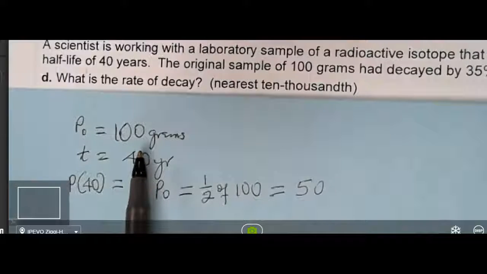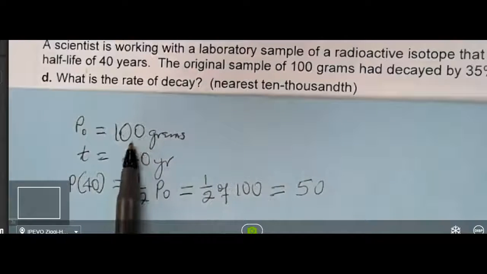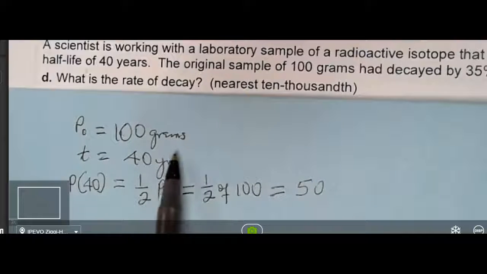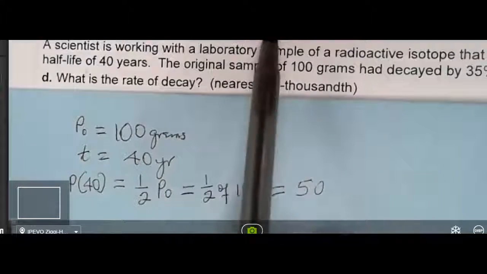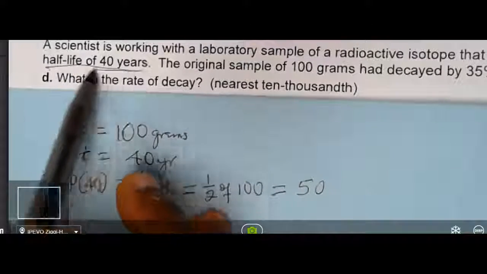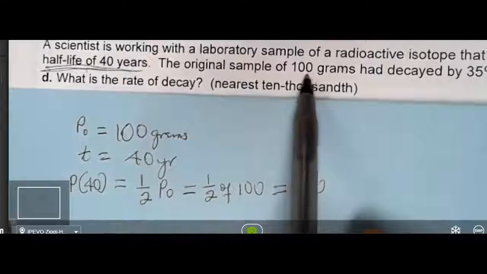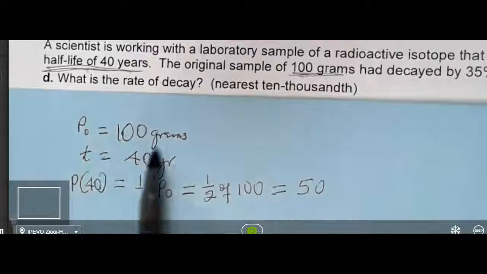And let's look at one with exponential decay, and then we find the rate. Okay, we have found the final amount or final population, and then we have found the time. So let's look at how to find the rate and then practice exponential decay. Okay, so this scientist is working with a laboratory sample, and here they give us the half-life. The half-life is 40 years, and the original sample, which is your P0, is 100.